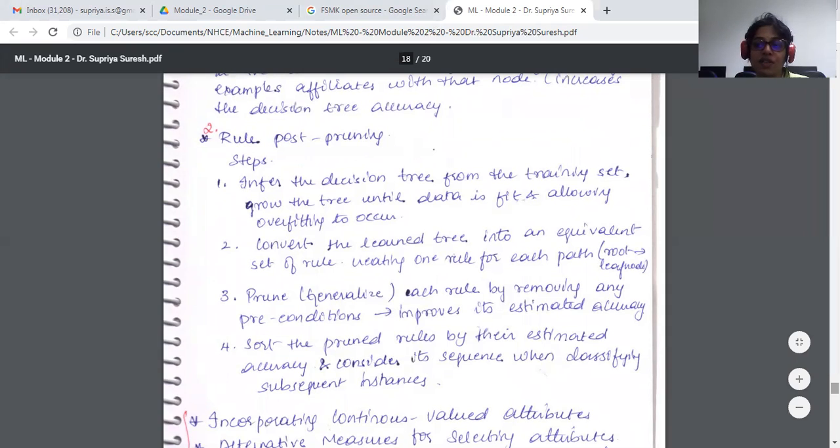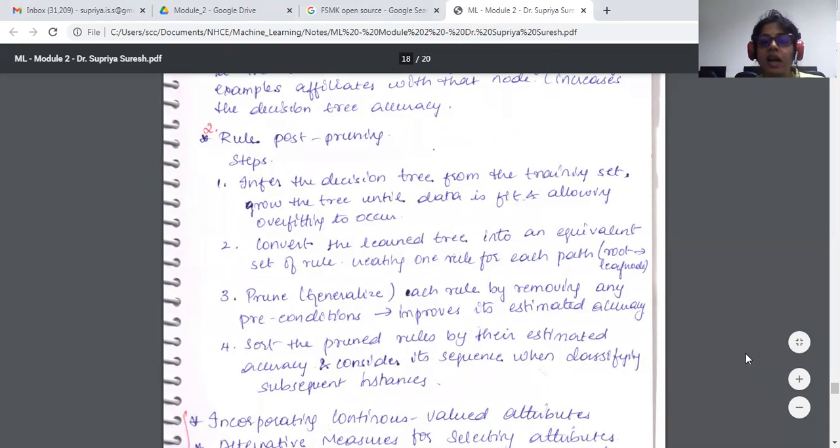Infer the decision tree from the training set. Grow the tree until the data is fit, allowing overfitting to occur. You start constructing your decision tree with your training data. You construct each and every node until it fits the solution, allowing the construction to go ahead as long as you find any overfitting of the data.